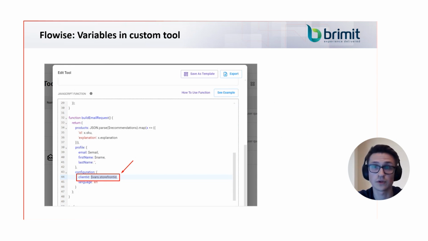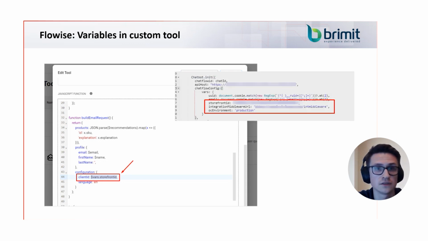And this is an example of using the variable storefront ID in a custom JavaScript function in the custom tool. And this is an example of when you integrate your chatbot, you can override it, passing new values for variables into the chatflow config vars property.